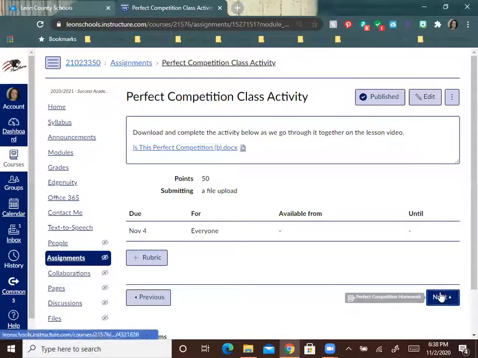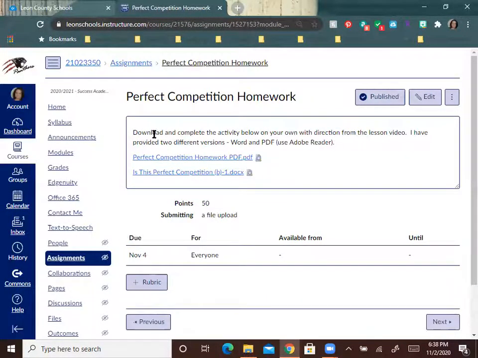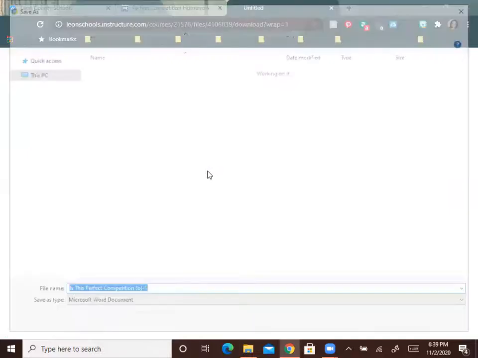So now let's go to your homework activity and see what that looks like. It says download and complete the activity below on your own with direction from the lesson video, which you're currently listening to. This is the lesson video. I've given you 2 different versions, the Word and the PDF. Make sure you use the Adobe Reader if you use PDF. If you only have Microsoft Word, you can download the Word version. If you like the Adobe Reader way, you can use Adobe Reader. I have no preference. So I'm going to download the Word version.